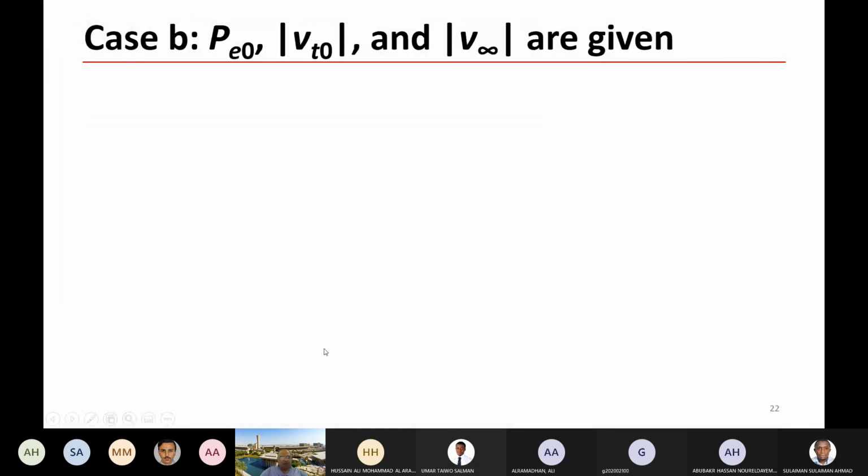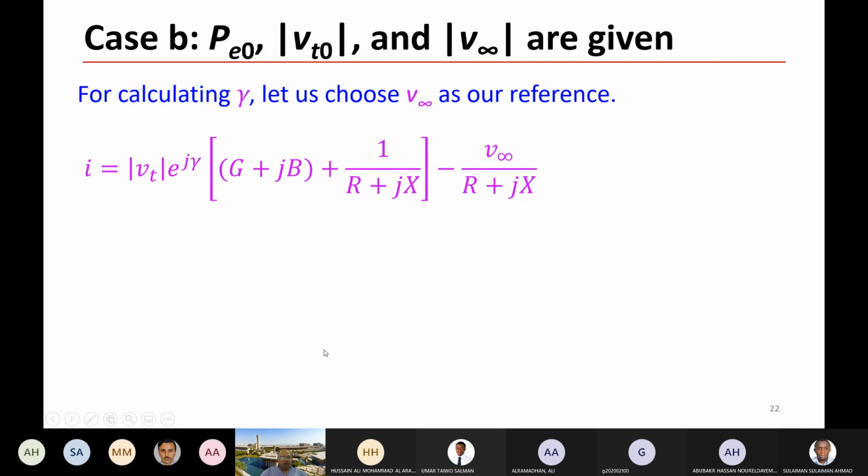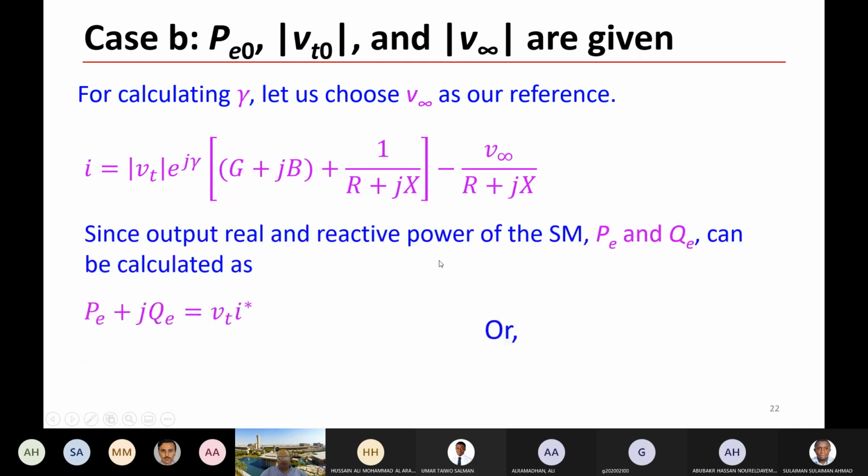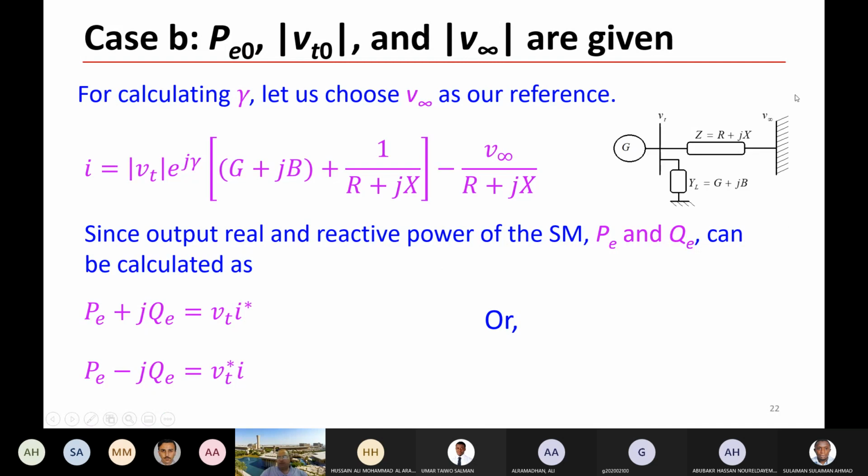So let us continue with the current. Current can be expressed as such from this figure. Current can be expressed as I1 plus I2. I1 is Vt with angle gamma times the admittance, plus Vt minus V infinity over the impedance R plus jX. So this is the current here. Gamma is the angle of Vt as defined earlier.